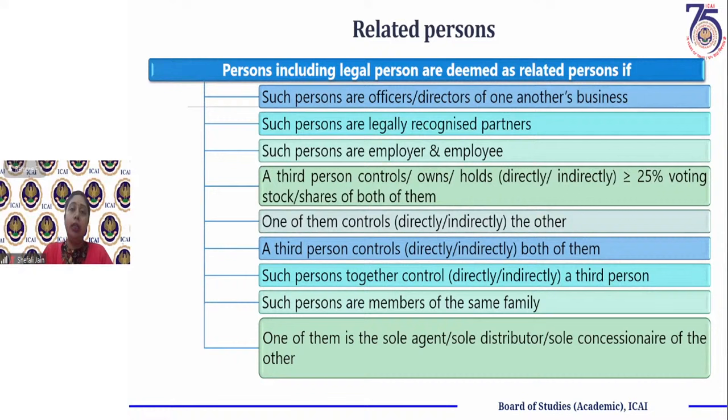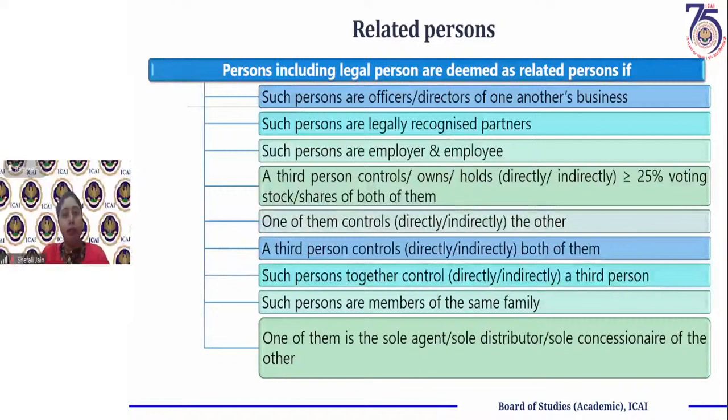Such person, next clause says, such persons together control directly or indirectly a third person. Now, this is a vice versa case. X Limited controls ABC Limited, and the manner of control can be any, either by voting share or by controlling its decisions. Similarly, Y Limited also controls ABC Limited. So, X Limited and Y Limited will be related.